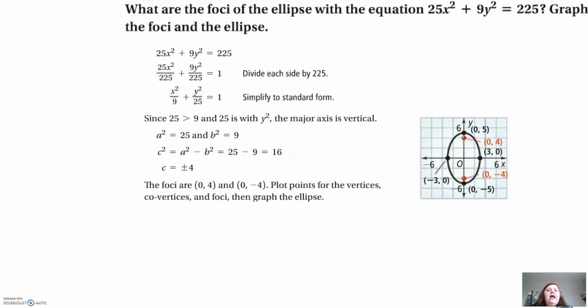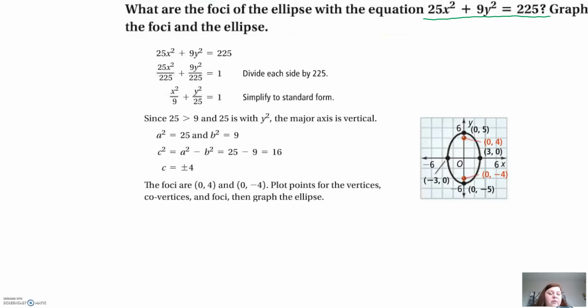Okay. Now sometimes we're not so much asked for the equation as to find the foci of that particular equation. So in this instance, we have: what are the foci of the ellipse with the equation 25x squared plus 9y squared equals 225? Graph the foci and the ellipse. Well, first we have to take this equation and put it into standard form.